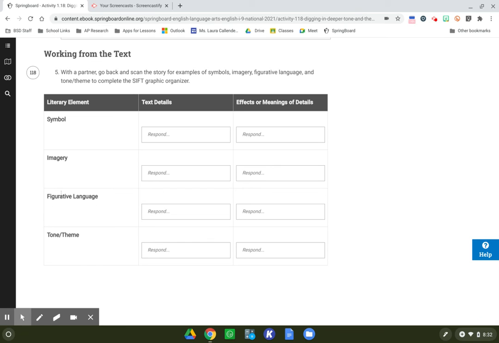Figurative language. So these are things like personification and metaphors and similes. So I am looking. Here we go. Let's see.